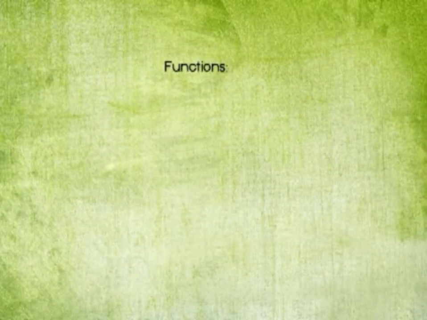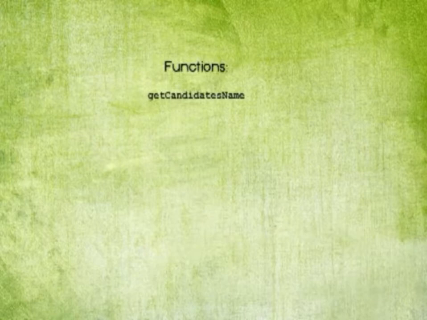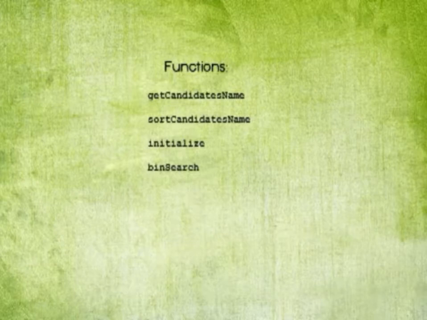Next, we will list the functions to implement the 6 steps of the algorithm. Function getCandidate'sName reads the data from the input file canddata.txt and fills the array candidate's name. Function sortCandidate'sName implements the insertion sort algorithm. Function initialize initializes the arrays votes by region and total votes to 0. Function binSearch implements the binary search algorithm.